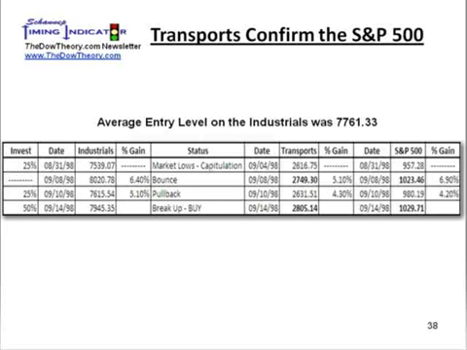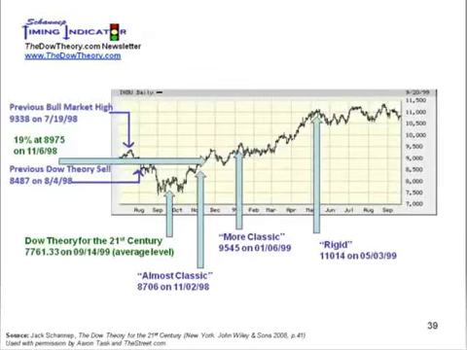So when the breakup was confirmed, we completed the purchase up to 100%, and our average entry level here was 77.61. So there you have it. Here's an overview of what happened during that time frame. The previous bull market high had occurred at 93.37, and there had been a Dow Theory sell at 84.87.